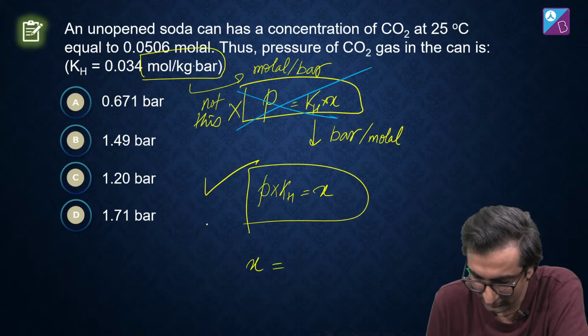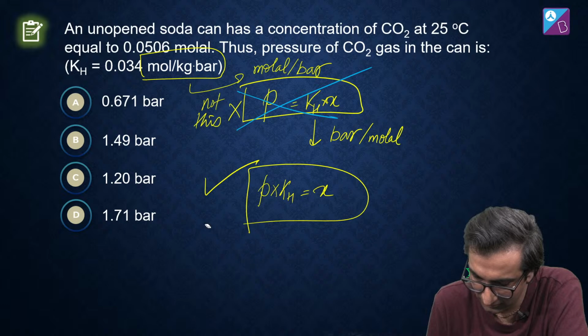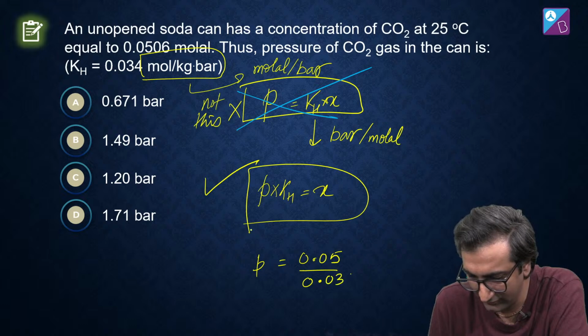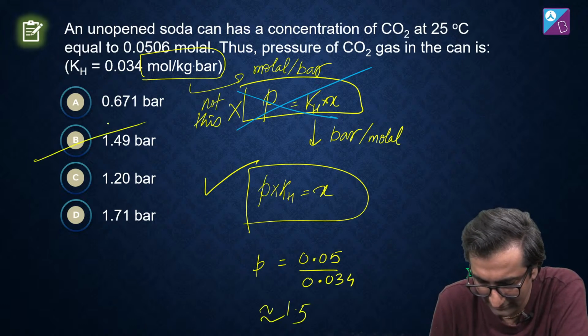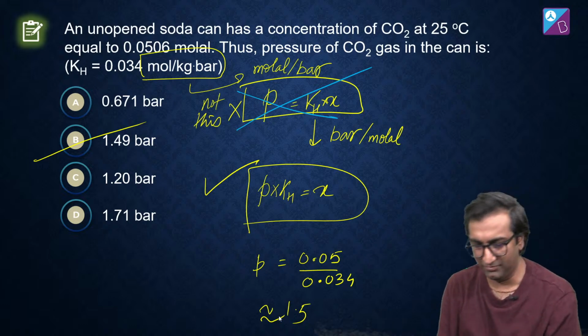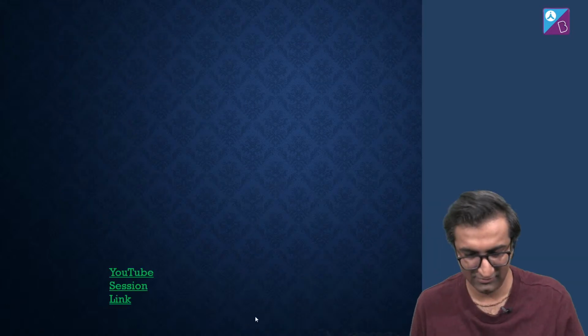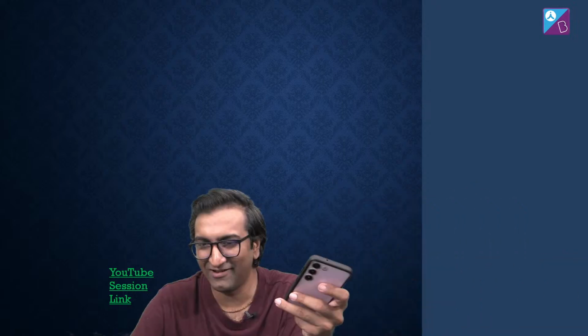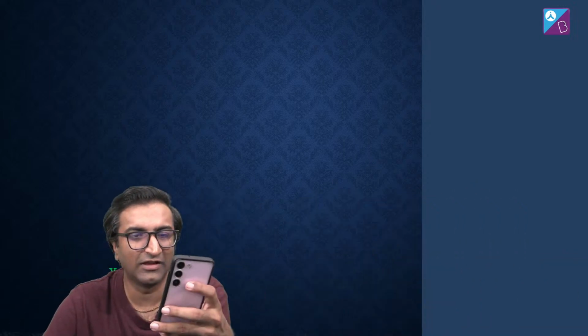I absolutely love it. So what did we get? What was the pressure? 0.05 divided by 0.034, that means it will be around 1.5. Only answer that matches is B. Good job. Nice. Let's open the app. That's what we're going to do, right? One question from here and 3-4 questions from the app.